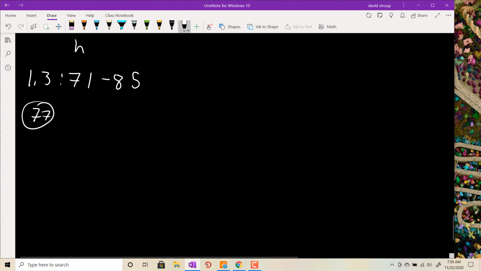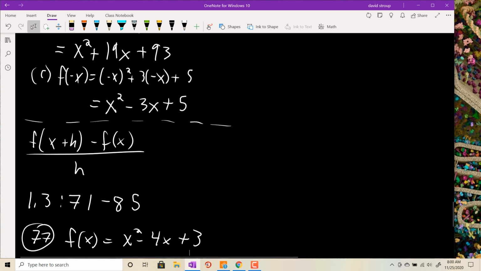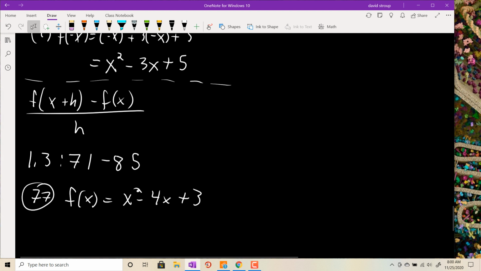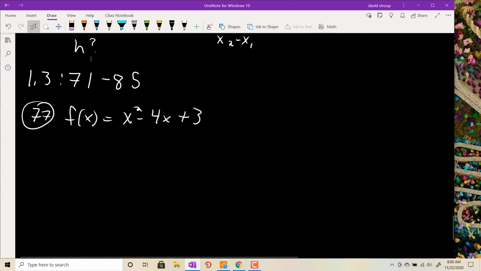So we have f of x equals x² minus 4x plus 3. Note that the difference quotient looks like a slope formula, right? It looks like y2 minus y1 all over x2 minus x1. It's not quite the same, it just has an h in the bottom. But it turns out the h is like a change in x, a difference between two x values. It is basically a slope, but now for a function that has all kinds of curves in it.